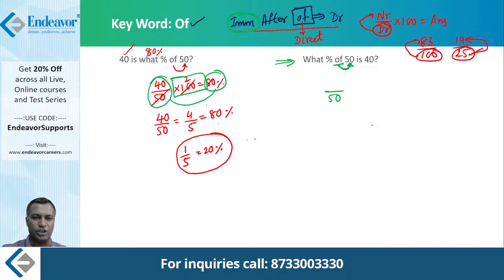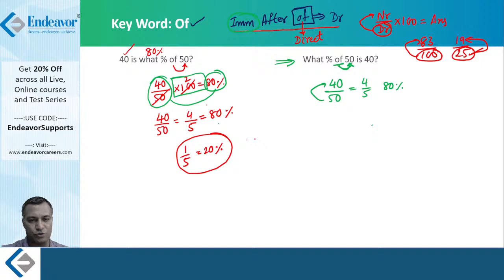Direct comparison of two numbers. Therefore, with this 50, what are you comparing? You are comparing 40, which is technically 4 by 5. I told you already, we will not write into 100 every time. 4 by 5 is the fraction value. Fraction value is 4 out of 5 marks. Percentage wise, how much? Percentage wise, it is 80%, because 1 by 5 is 20%, 4 by 5 is 80%.